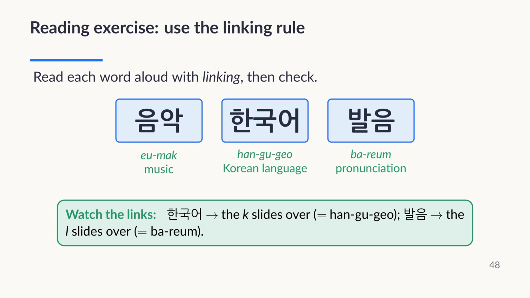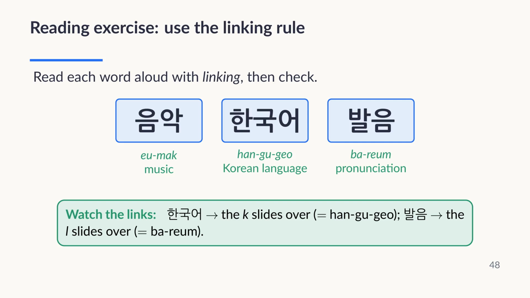The second word is hangukyo. The second block ends in a K bacham, and the third block starts with the silent circle, so the K slides over, giving hangugyo, meaning the Korean language. The third word is spelled balium, where the first block ends in an L bacham and the second starts with the silent circle, so the L slides across and it is pronounced barium, meaning pronunciation, which is rather fitting.